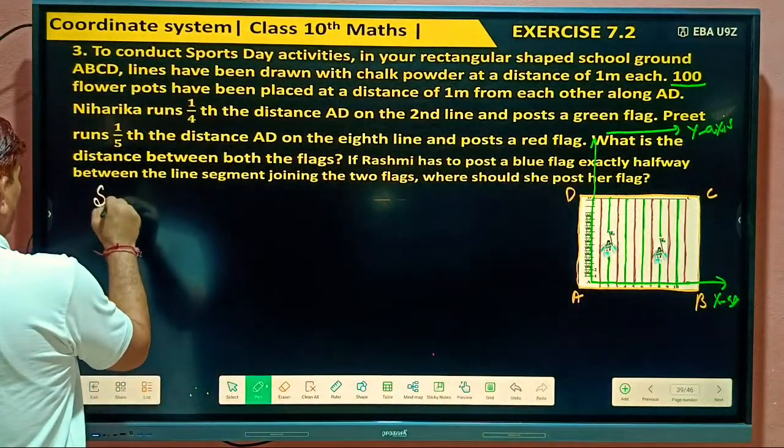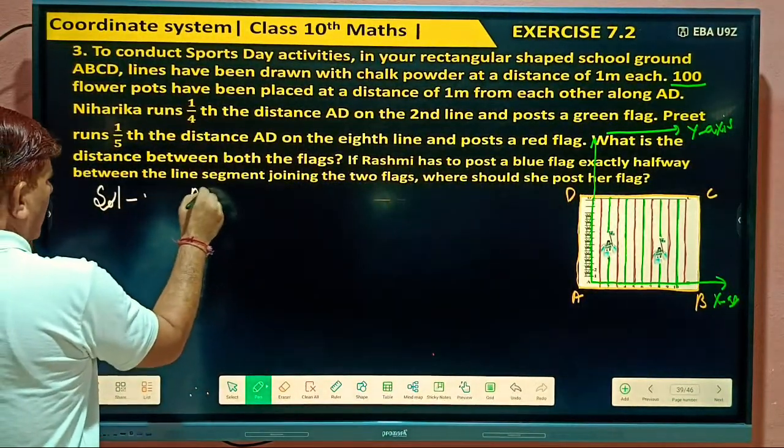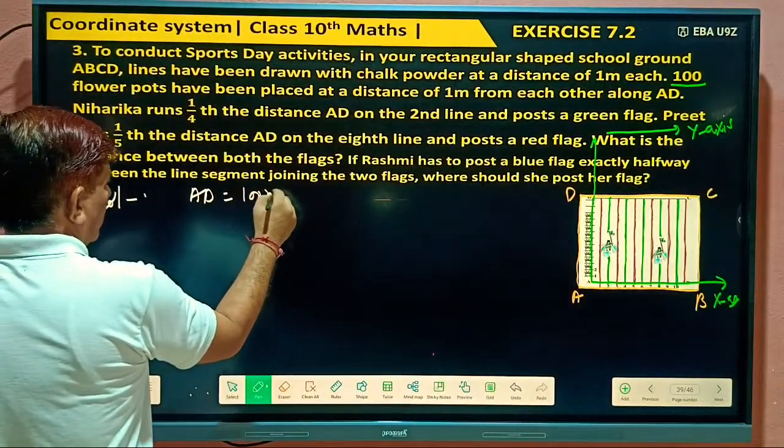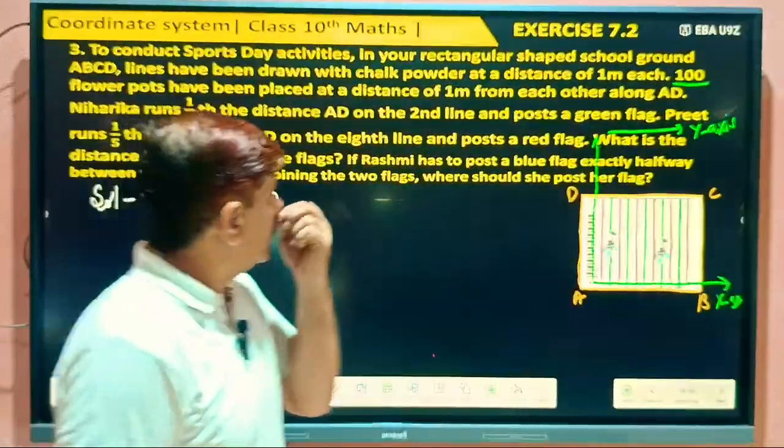So solution here: AD equals 100 meters. What's 100 meters?